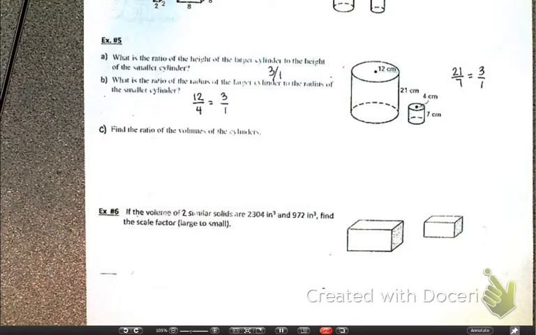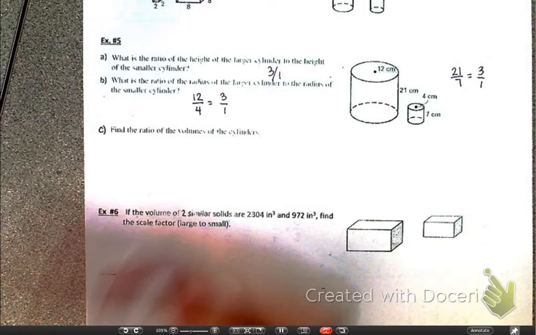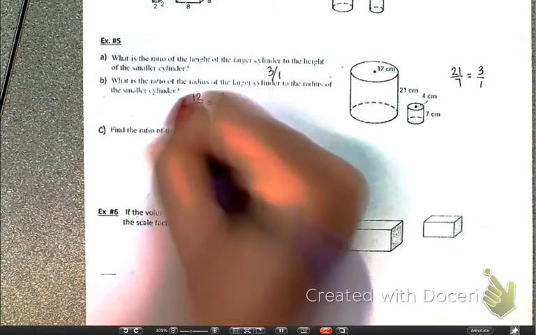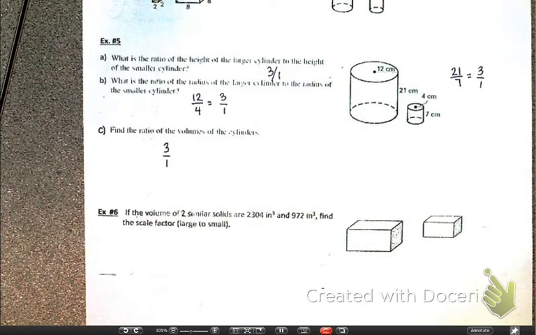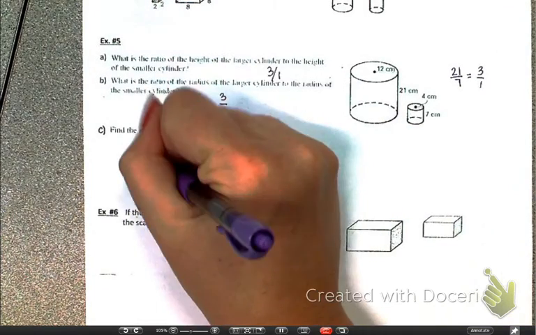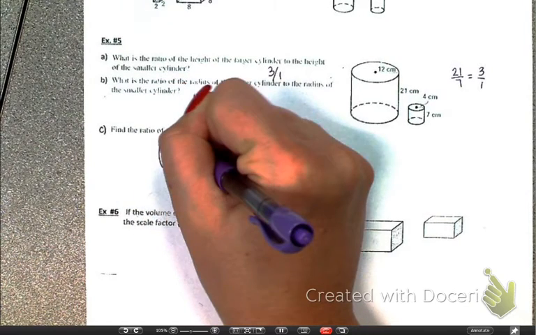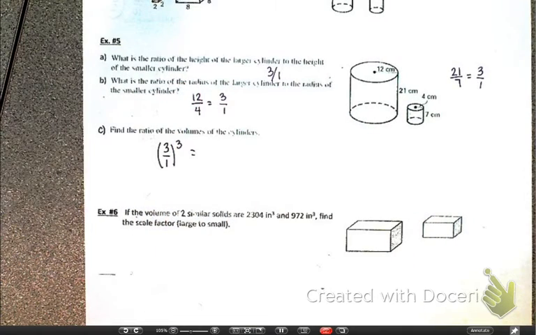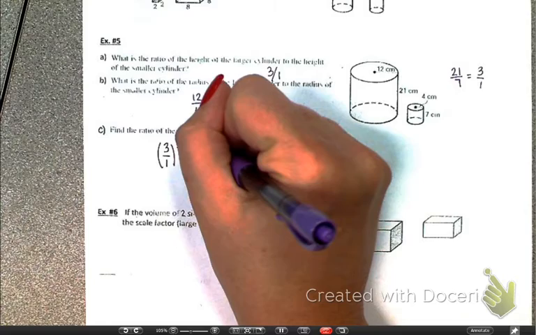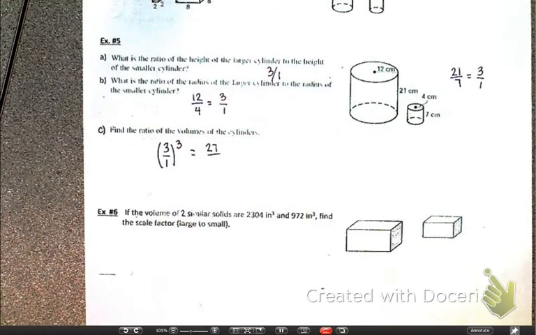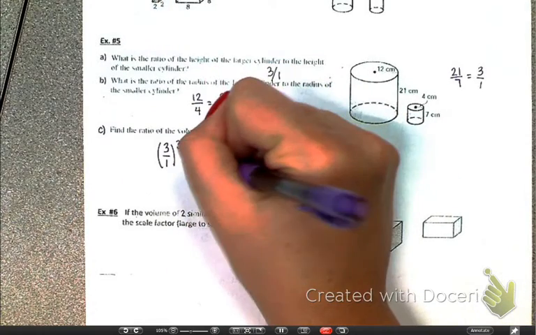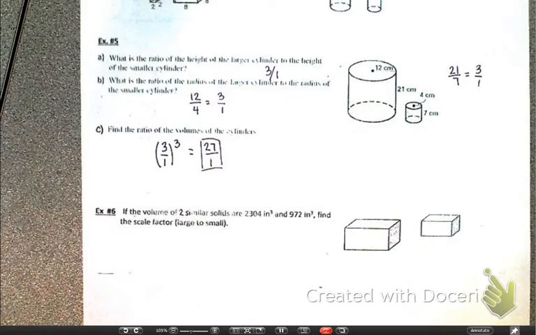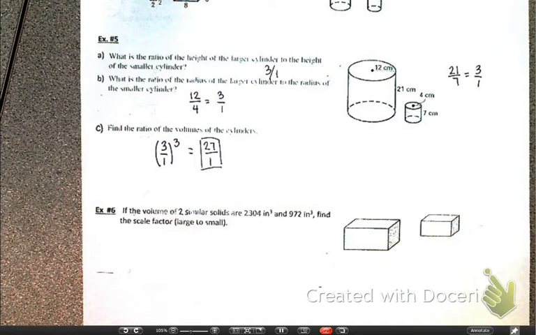Find the ratio of volumes. So what do I do again if I want ratio of volumes? Cube it. 3 to the 3rd power, 27. 1 to the 3rd power, 1. So my ratio of volumes is 27 over 1.